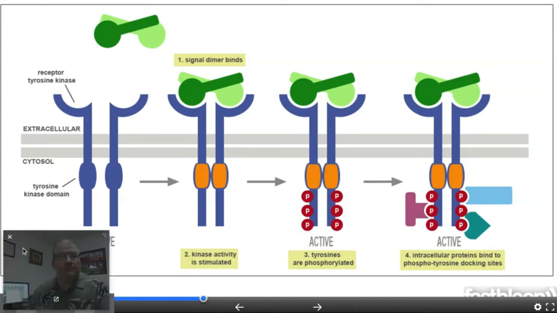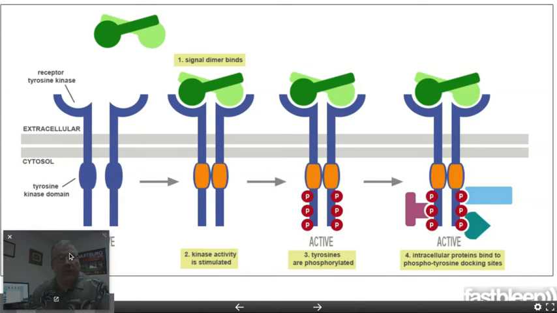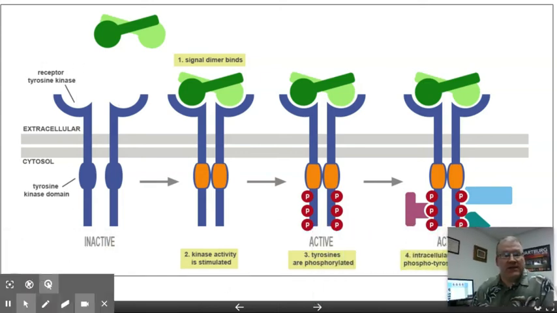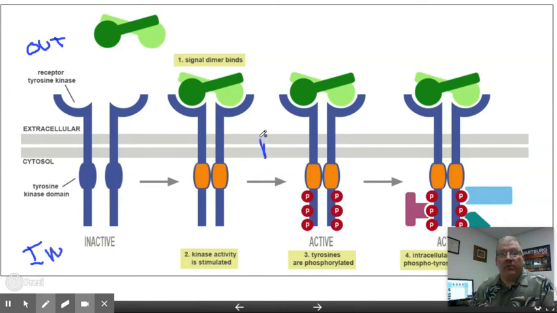So first, we have two inactive monomers here. When the ligand shows up, okay, when the ligand is in that extracellular fluid, so let's establish where we're at here. This is extracellular fluid. This is inside the cell. Okay, this is our plasma membrane. The ligand binds to both of these monomers, bringing them together, causing a dimer to be formed. Okay, two things put together.